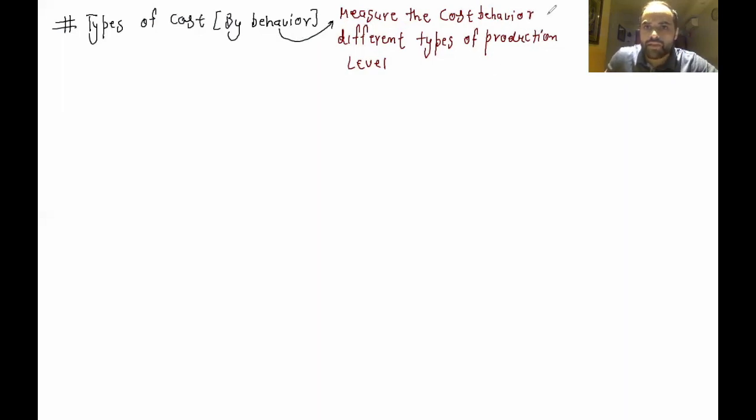Cost behavior at different levels of production. It means when production is increasing or decreasing, when production is changing, how will cost react? What will be the reaction of the cost? It may increase, it may not increase, it may increase too much or increase less, and so on. That's called the types of cost by behavior. So now you can get the idea.